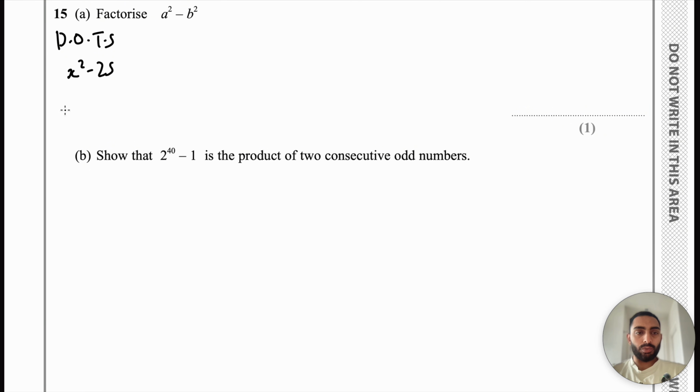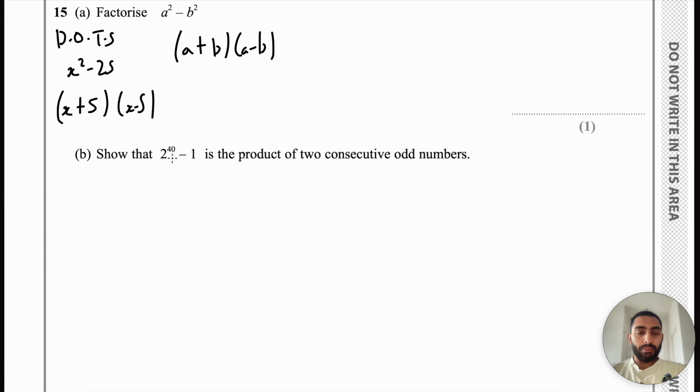So square root of x squared would be x, square root of 25 is 5, so I'm going to have x plus 5 in the first bracket and x minus 5 in the second bracket. So with this one, I'm going to square root a squared, which is a, square root of b squared is b, so I'm doing a plus b and a minus b.